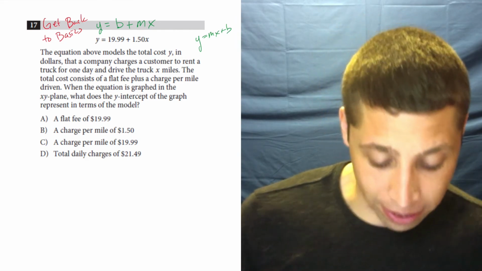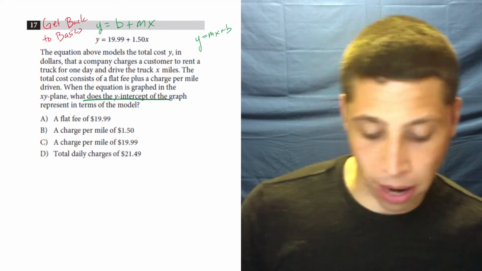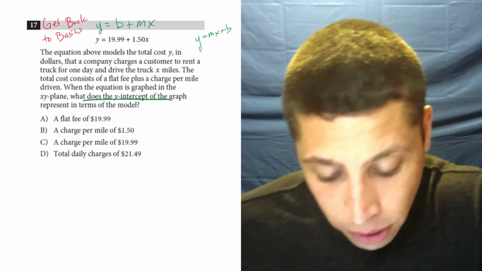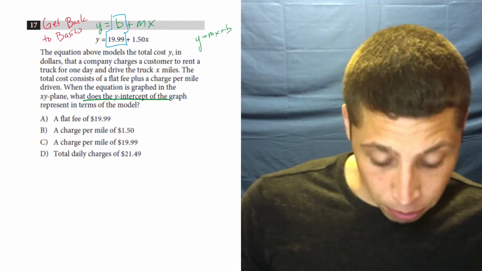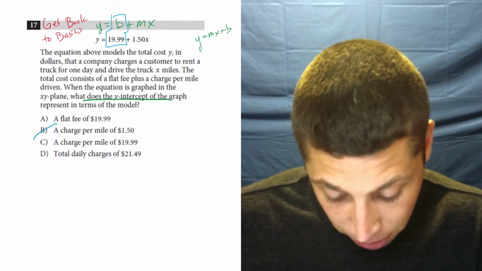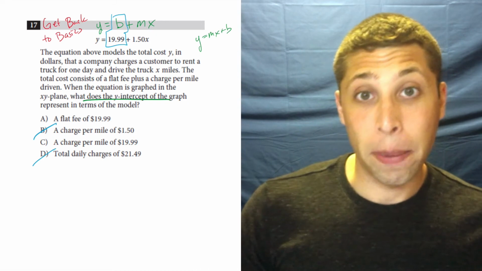So what are they asking then? They're asking, what does the y-intercept of the graph represent in terms of the model? So we know that the y-intercept then is the 19.99, right? So that gets rid of b and d right away.